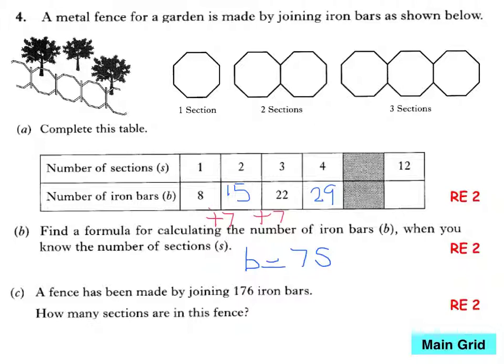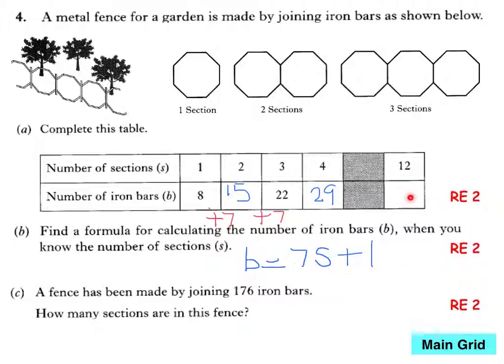But there's also 1 times 7 would give me 7. I'd need to add 1 to get to 8. 2 times 7 would give me 14. I'd need to add 1 to give me 15. So my formula is going to be the number of bars is equal to 7 times the number of sections plus 1. I'm just going to double check my answer by using the highest number of sections I've currently got. 7 times the number of sections, so 7 times 4 is 28 plus 1 gives me 29.